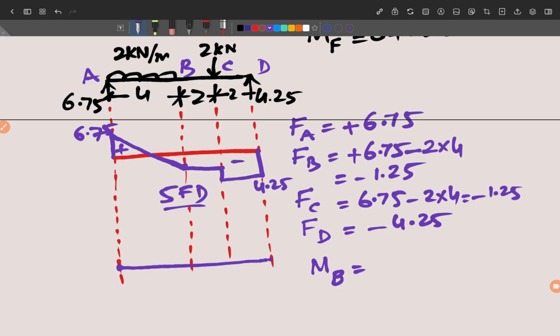There is a force which is a point load of 6.75 here. So we will take the moment of this, and there is a uniform load of 2 kN per meter for a length of 4 meters. So these two will give you the value of bending moment at B, and we will use the same sign convention, that is sagging and hogging. Sagging moment will be taken as positive and hogging will be taken as negative. So a very simple convention is that all vertically upward forces will give you the sagging moment, and all vertically downward forces will give you the hogging moment.